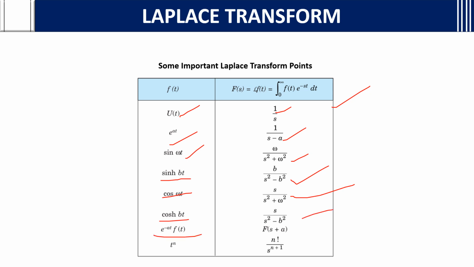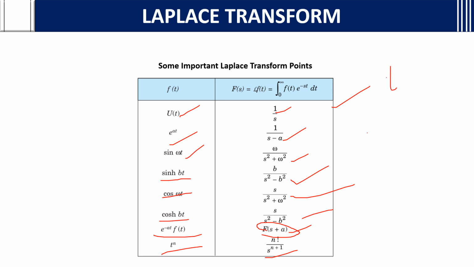Then e^(minus a t) f of t is F of s plus a. You need to remember this also, F of s plus a. F of s plus a is nothing but what? You will get 1 by s plus a. Then t power n is what? It is n factorial by s power n plus 1.